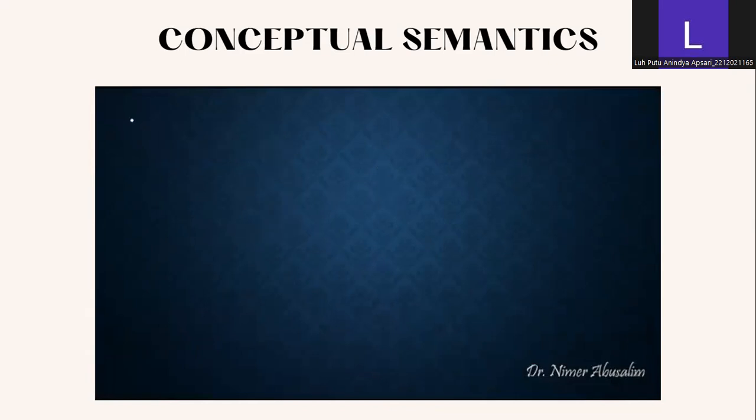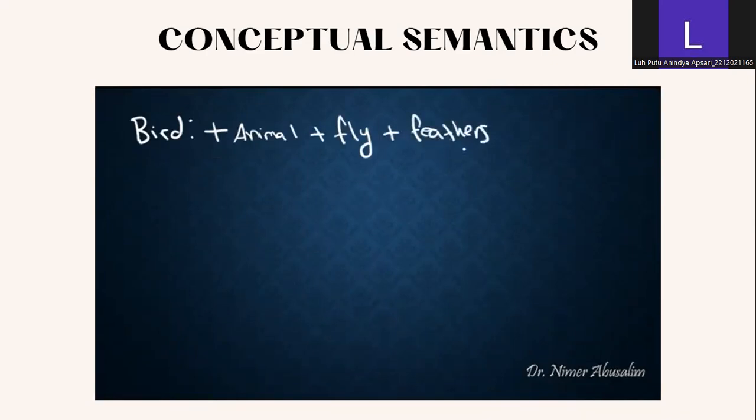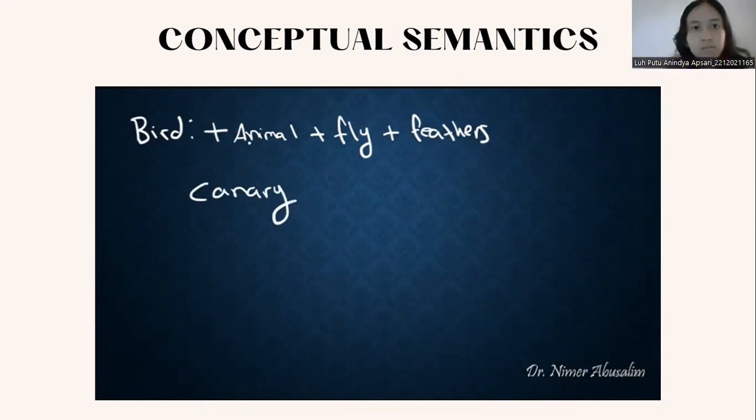For example, let's think up the category bird. Now the category bird, under the necessary and sufficient conditions, could be plus animal, plus fly, that it can fly, plus feathers, right? So these are the basic things we think of when we think of bird. Now think of a canary. Is a canary a good example of bird? Is it a bird under this definition? Well, yes, it's an animal. Check. It can fly. It has feathers.